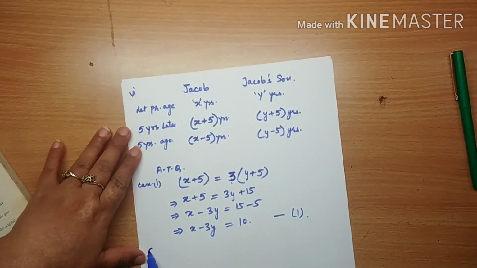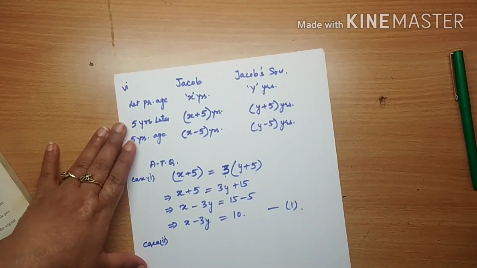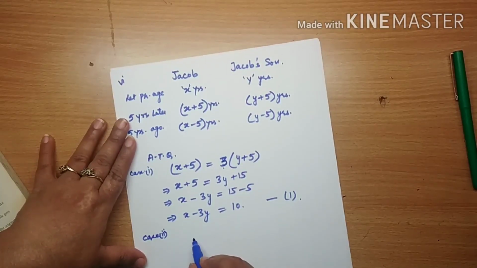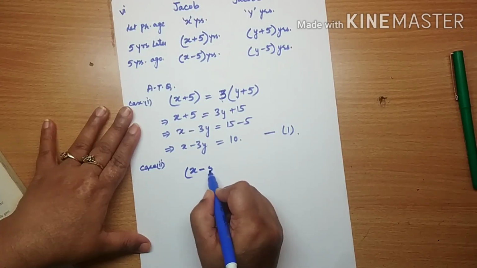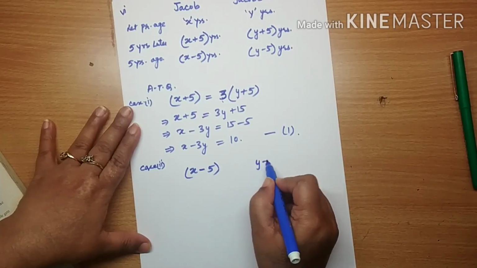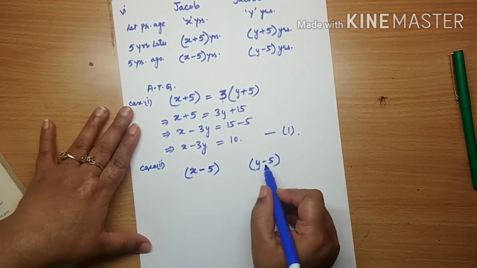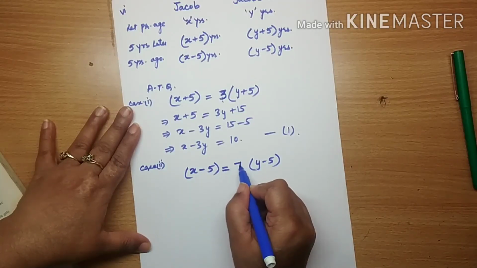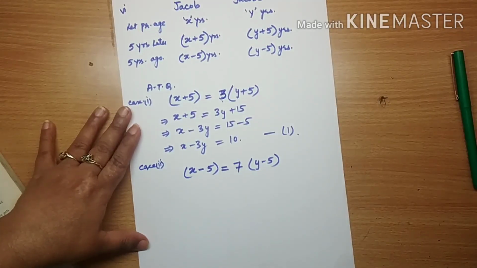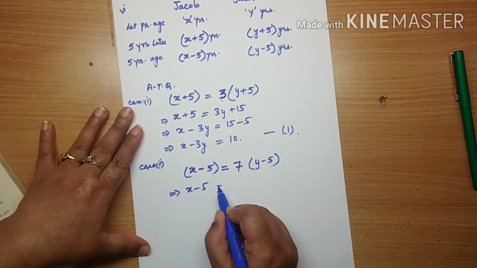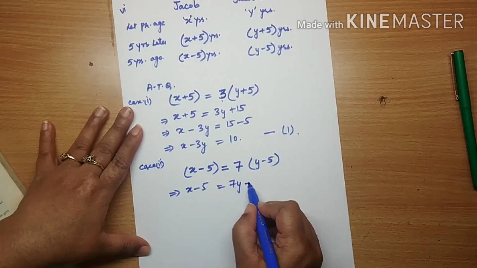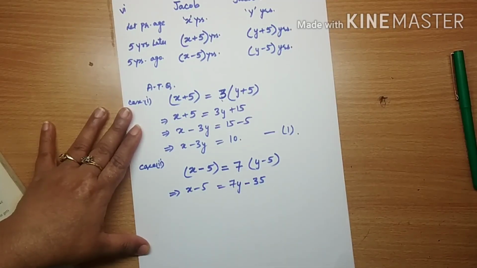Now the relation between their ages 5 years ago was, according to the question, Jacob's age was 7 times his son's age. What was Jacob's age 5 years ago? x minus 5. And the son's age? y minus 5. The relation between their ages is Jacob's age is 7 times his son's age. So 7 times the son's age. So x minus 5 is 7 into y, 7y, minus 7 into 5, 35.